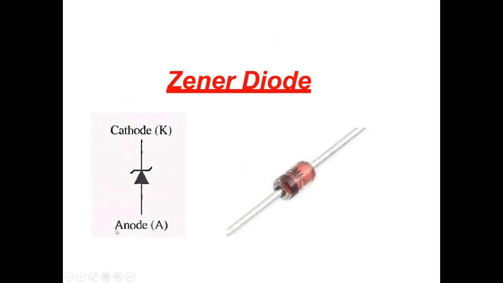If you observe, this is the symbol of the Zener diode. This triangle indicates the anode, nothing but the p-type material, and the negative side is here. This is a Z, right? Z for Zener, the first letter, that's why the symbol is taken like a Z. Wherever this Z is, it indicates the negative terminal, which is called the cathode, and the P side is called the anode.